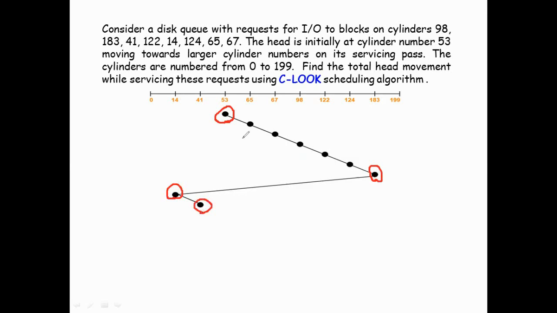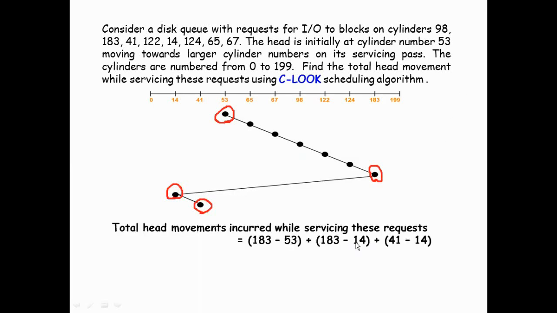Let us find the total head movement. Total head movements is equal to 183 minus 53 plus 183 minus 14 plus 41 minus 14. This is equal to 326.